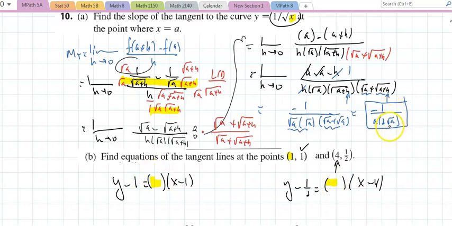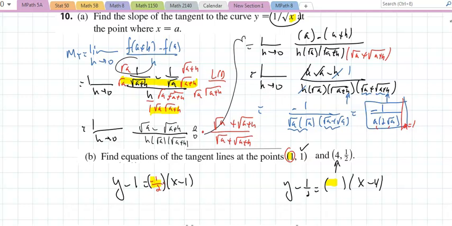This told us the slope at any given point A. In this case, if A equals 1, what would this be at A equals 1? That would be negative 1 over, if I put a 1 there and 1 there, isn't that a 2? And there it is, done with that problem, right?